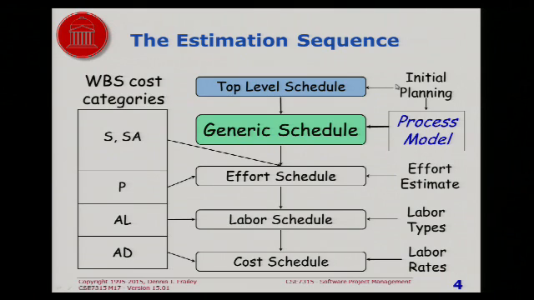It's your initial planning level when you're working on the integrated master schedule that you come up with the top level schedule and decide on your life cycle. Then when you start deciding on the details of your process, that gives you the generic schedule. Then when you start your effort estimate, you start doing the effort schedule. The labor types give you the labor schedule, and the labor rates give you the cost schedule.